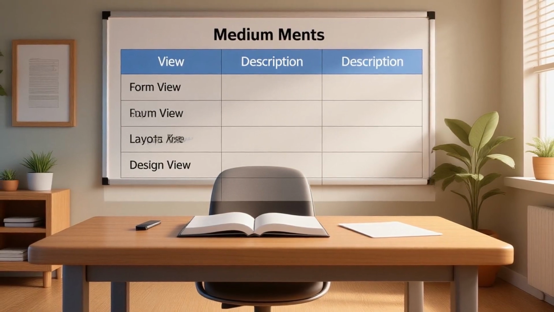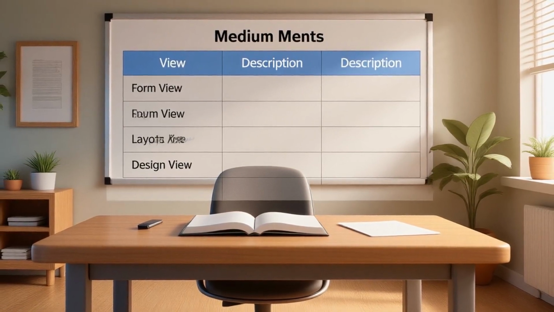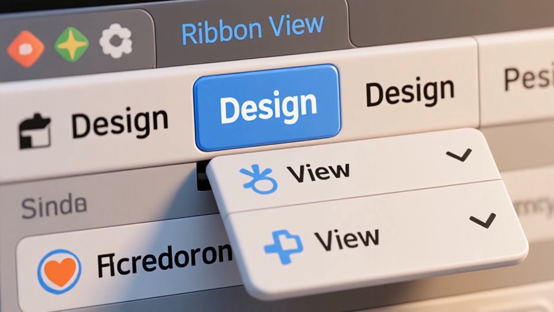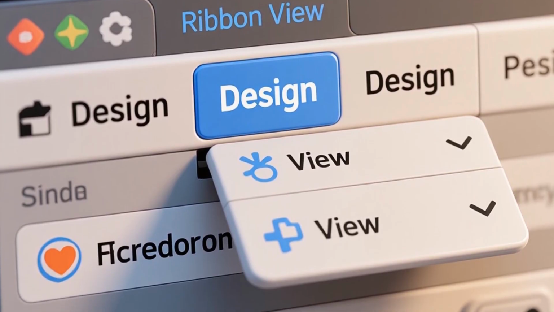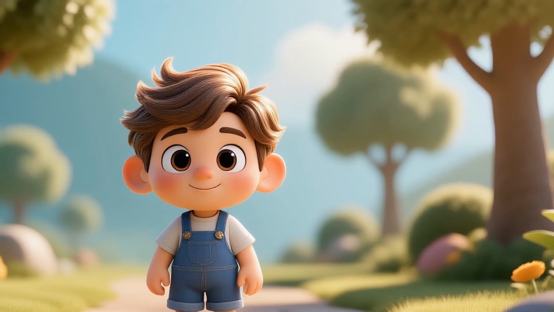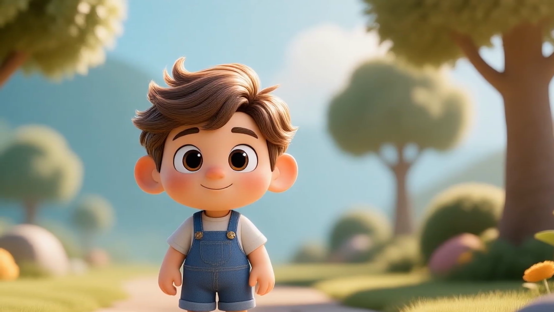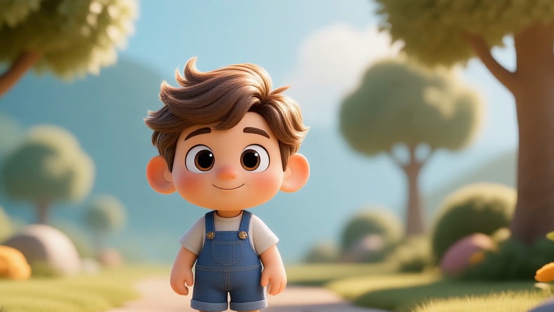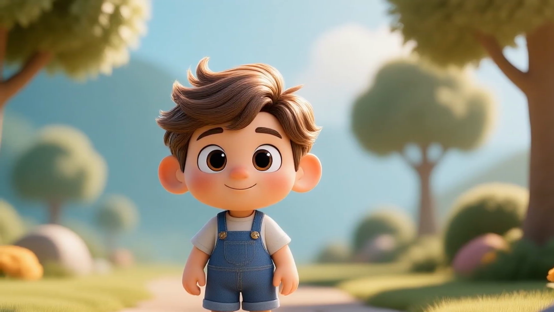Types of form views. View, description. Form view used to type or edit data. Layout view used to modify the format design. Design view used to change the structure of the form. Tip: to switch views, click View on the Design tab of the ribbon.